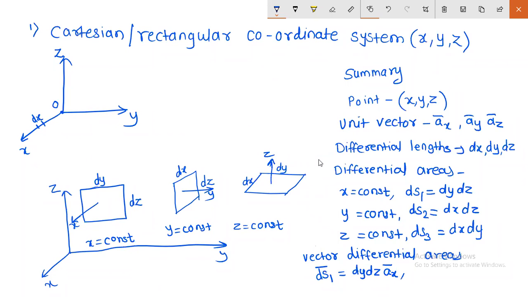Similarly, what should be ds2 bar? dx dz a bar y. Correct. Because this is the surface area dx dz and the perpendicular unit vector is a bar y here. Similarly, ds3 bar is equal to dx dy into unit vector a bar z. Okay. So in summary, write down these points.